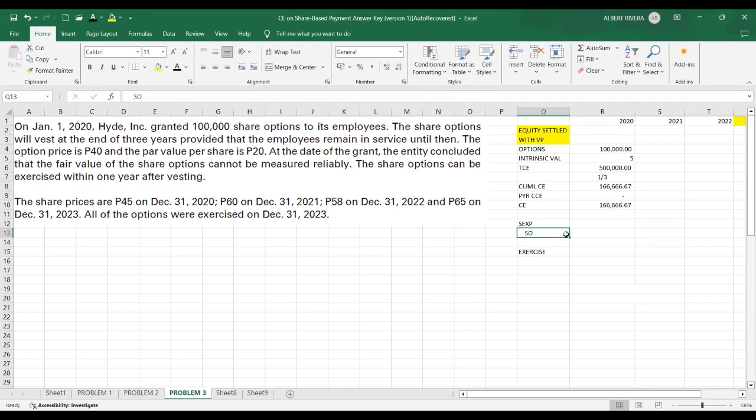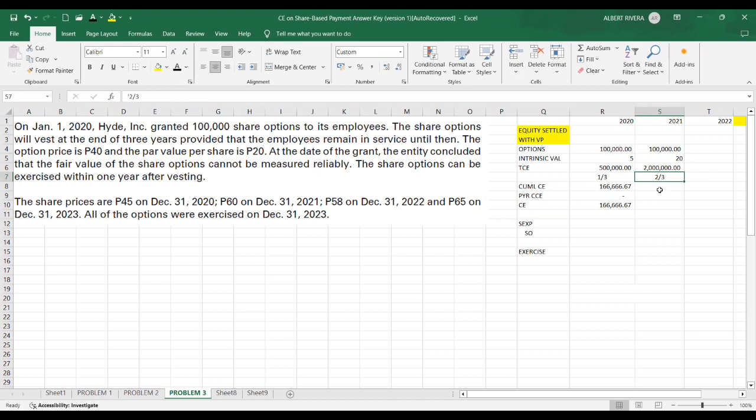Okay? So in 2021, the options remain at 100,000 while the intrinsic value would now be how much? So in December 2021, the fair value of the shares is 60 minus the option price of 40. So this is 20. Okay? So this is now the intrinsic value. So 100,000 times 20, this is now 2 million pesos. Times the number of periods served, and that is 2 years divided by the vesting period of 3.